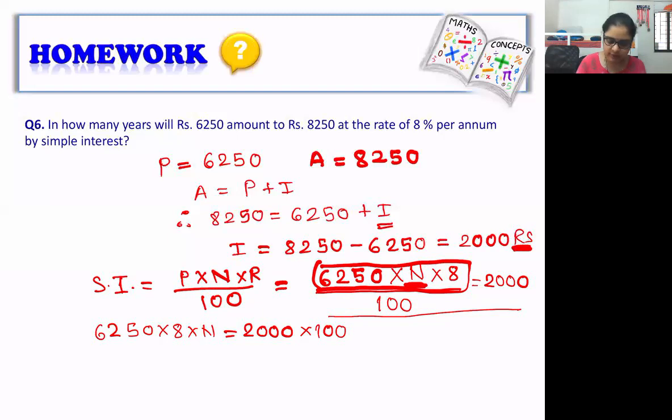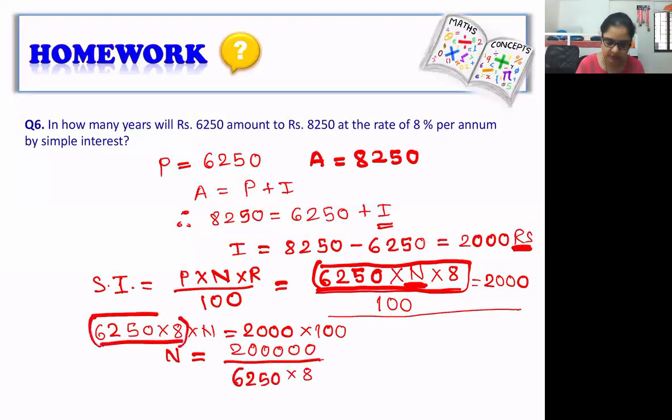Now we can say N equal to 2,000 into 100, which will be 5 zeros. That is how much? 2 lakhs upon 6250 multiplied by 8. Here again, I am transposing this part on the right hand side. Okay, you can do it the other way also. You can actually multiply these two. 6250 multiplied by 8. You can do this, which will be how much? 8 lakhs. I'm sorry.